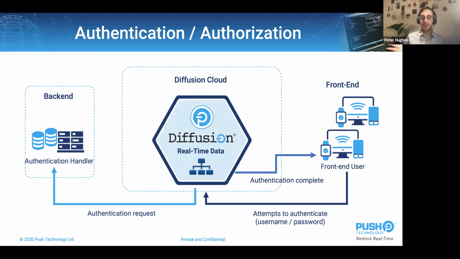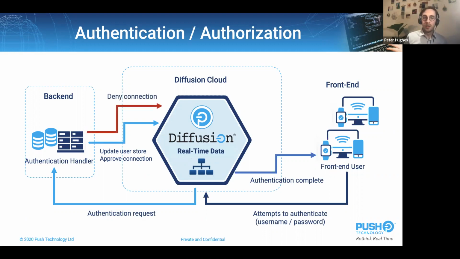in the backend. That handler can then approve the connection, and in doing so, it may wish to update Diffusion's built-in security store, or it could just approve the connection in order to be able to handle every subsequent attempt if that's what you require. Or the authentication handler can deny the connection attempt. In either event, Diffusion will proxy that down to the front end.